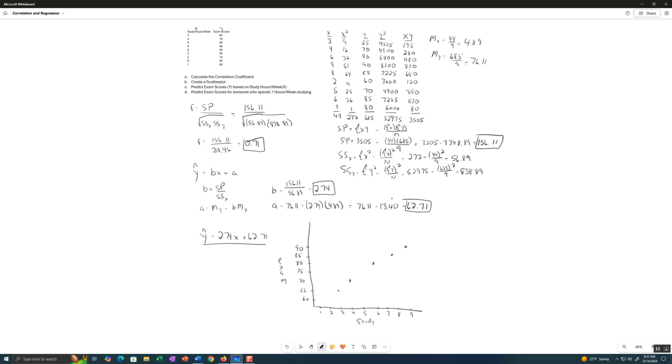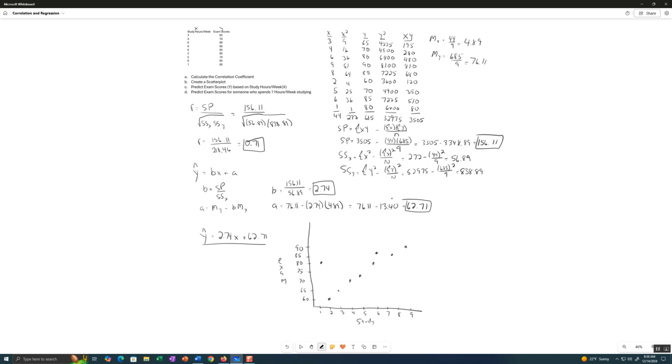As you can see, this is very close to a straight line. 260. We're almost on a straight line. 570. 685. 180. So that's your real outlier here. But the points are pretty straight. It's definitely a positive correlation. It's going to be a positive slope for the regression line.